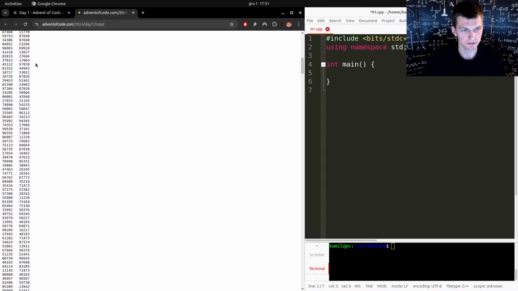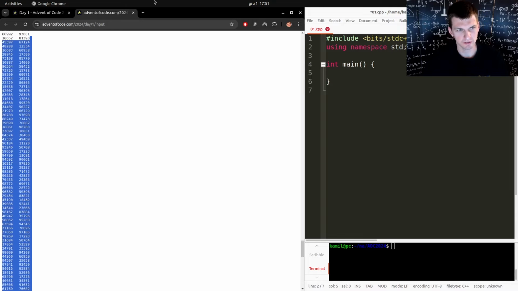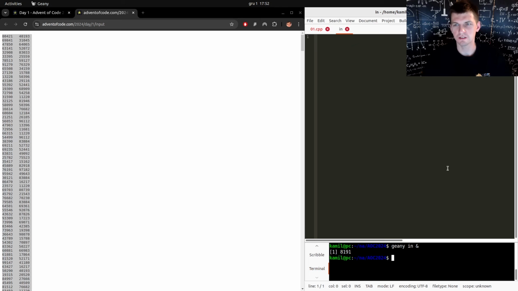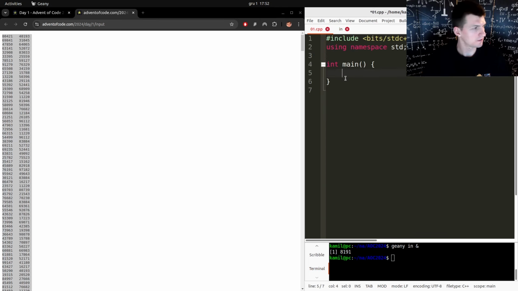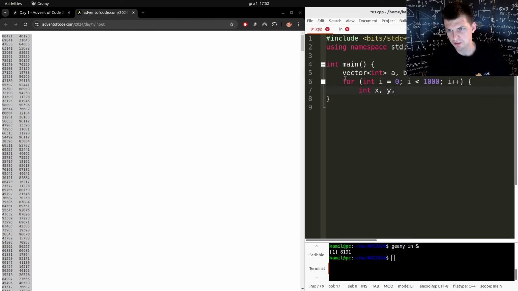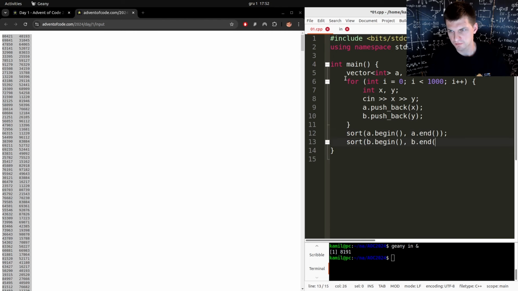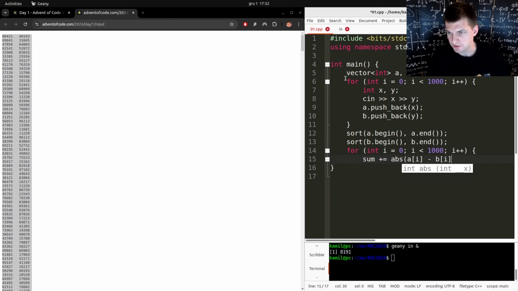Get your puzzle input. So we will read until end of file, I'm guessing. This is 1000 numbers. Just create two vectors. 1000 times, read the two numbers, push_back x, sort, and get the sum at corresponding position. Sum plus equal the difference, absolute value of the difference.